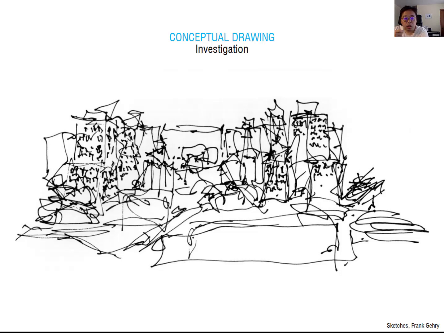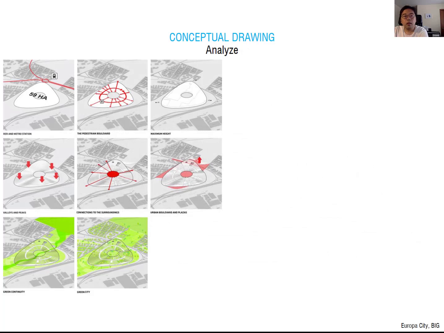This sketch is from Frank Gehry, who usually does napkin sketches. If you have an idea in a restaurant, you very quickly sketch it, and when you confirm the idea from your thought, you can just give this sketch to your employee to build up the project in the real world. After investigation, you have to follow the analyze step.